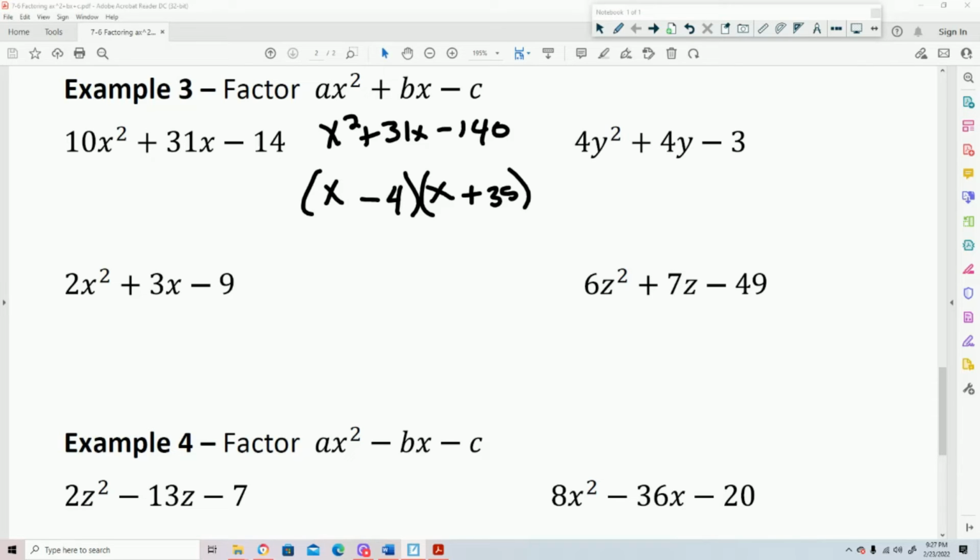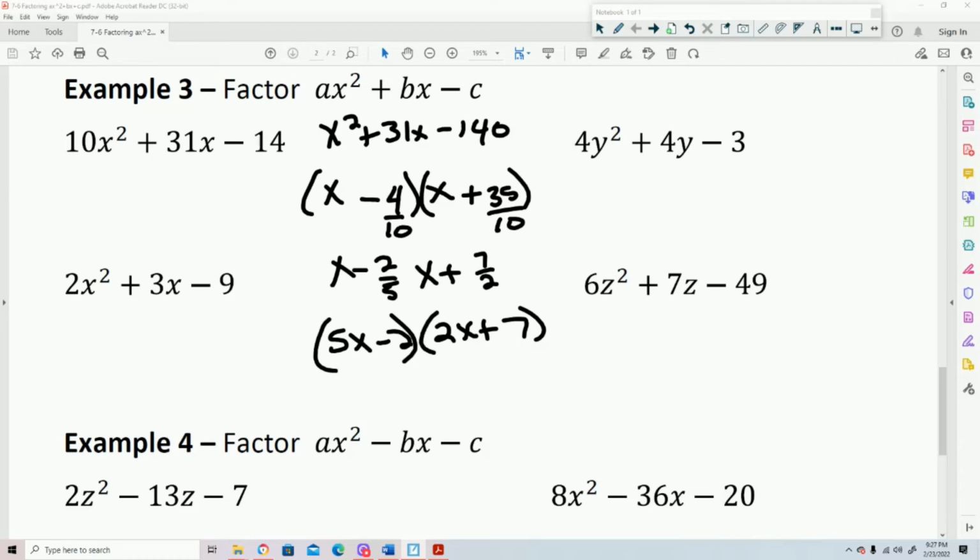Okay. Now I'm going to bring back in the 10. So put a 10 here, 10 here. Reduce: x minus, sorry, that's an equal sign. Let's go x minus 2/5 and x plus, we're going to divide by 5, we get 7 halves. Okay. Now we're going to bring this 5 in front of the x. We get 5x minus 2. Bring this 2 in front of the x. We get 2x plus 7. And that gives us our factors.